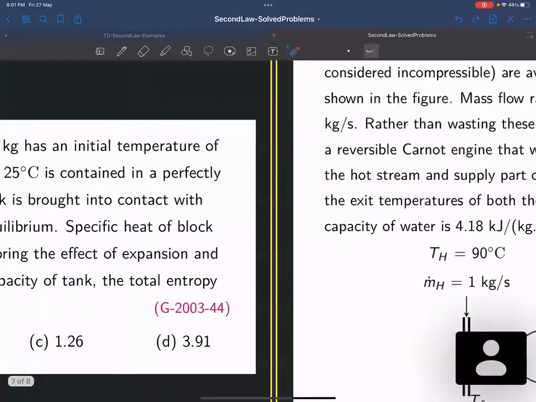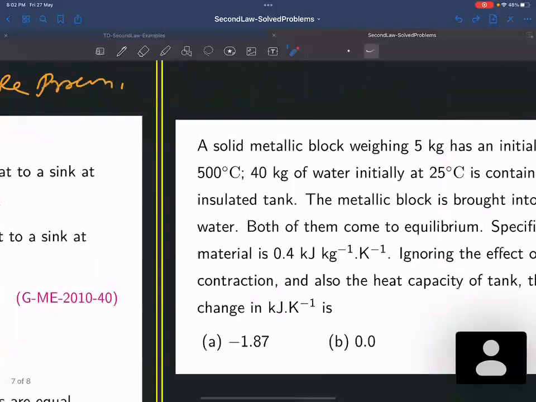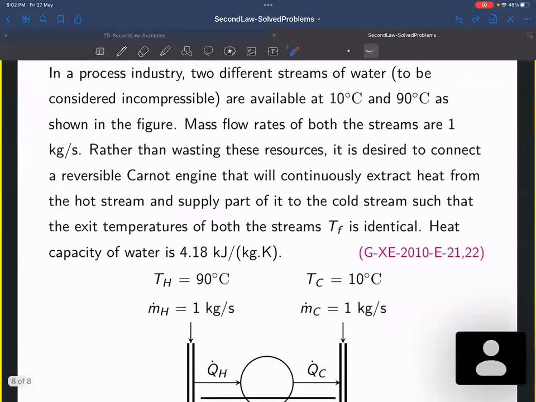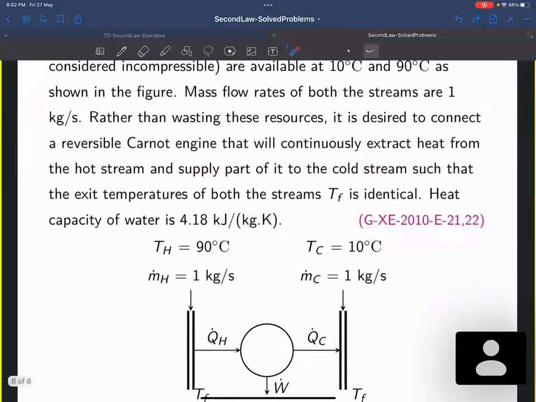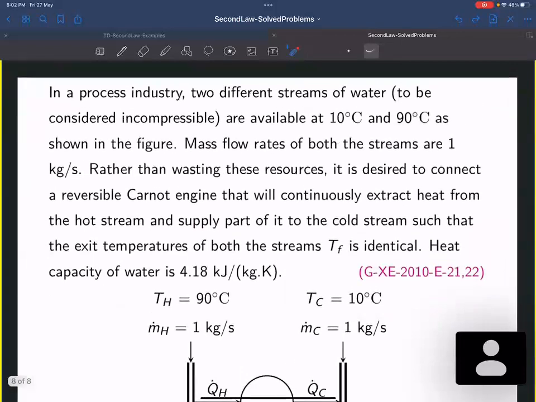The previous problems were actually a source, which means that upon getting any amount of heat, that temperature won't change. Whereas the reality is not like that. We are having only a finite amount of things available, at least in a chemical industry or something like that. So we are going to find how much work is possible from these finite quantities of streams. So we'll check the problem again.